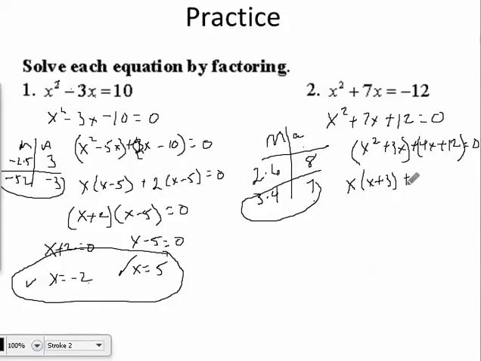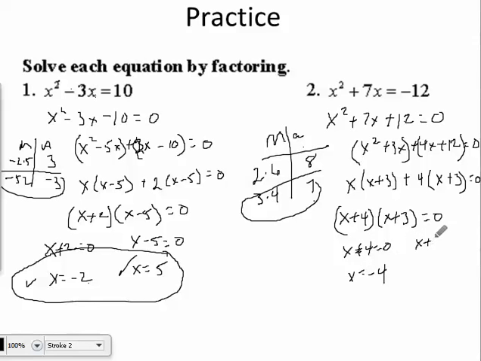So that becomes plus, I'm going to pull out a 4 out of that one, and I'll get an x plus 3. And all this is equal to 0. And so what I've got, x plus 4 is one of them, and x plus 3 is my other one, is equal to 0. And that means that x plus 4 equals 0, or x equals negative 4, or x plus 3 equals 0, and that'd be x equals negative 3. You can check those if you wish. Those will be the right answers.